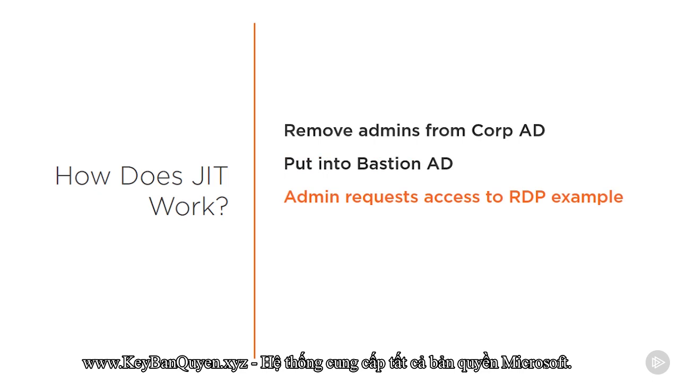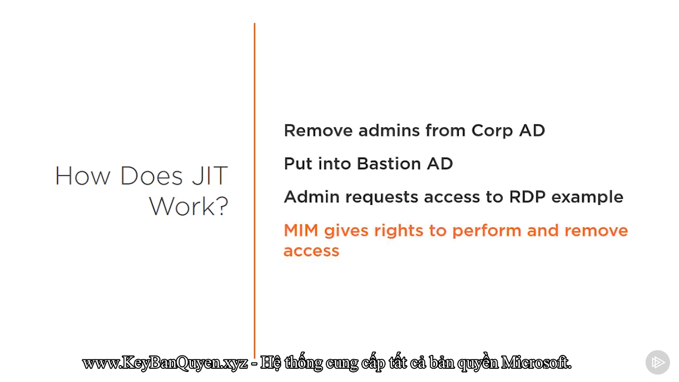So the administrator in the Bastion Forest now needs to do work in our corporate production environment. So what do they do? Well, they go ahead and request access, and in this example, to remote desktop. Microsoft Identity Manager then gives rights to perform remote desktop access, and then when that administrator logs out, it will remove access to that server as well.